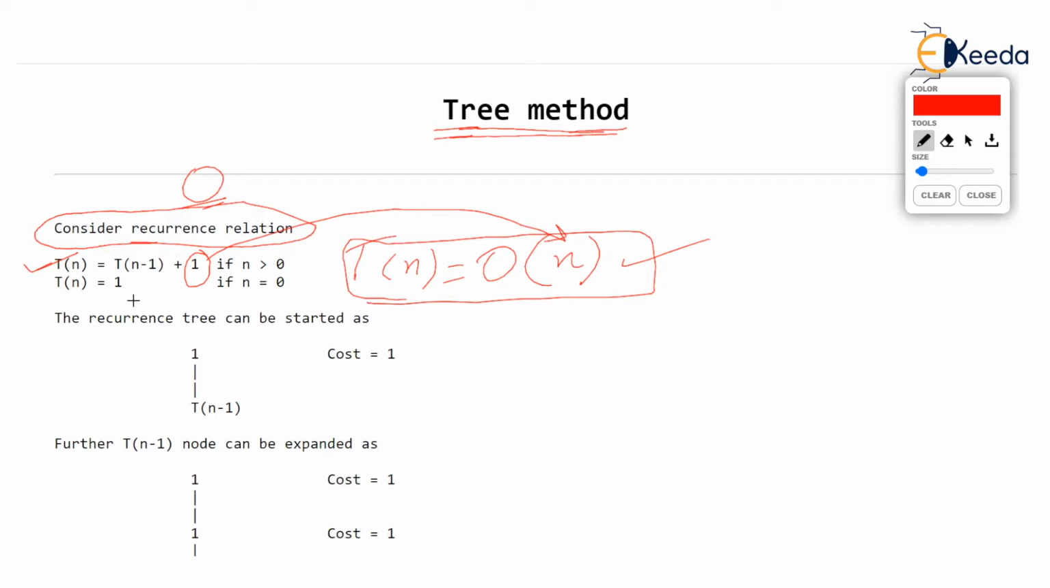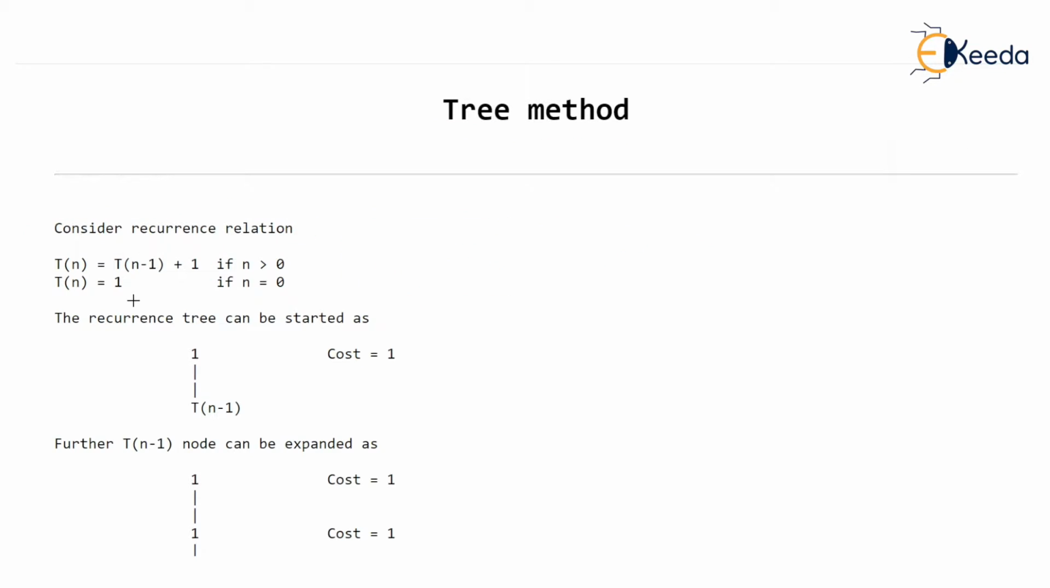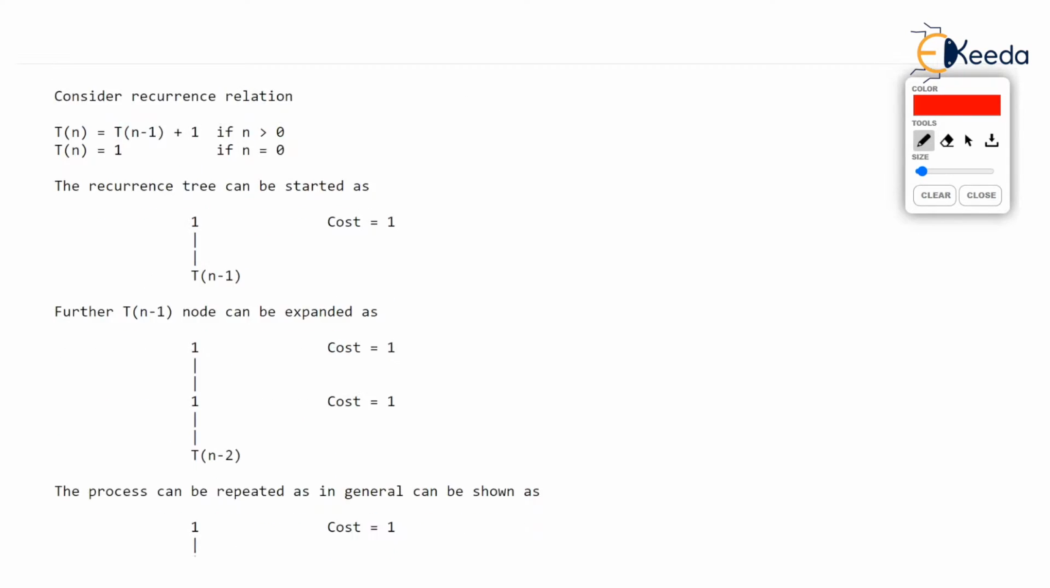But then there is another method for doing the same thing. Now, trust me, I am calling it another method, but this is not at all another method. This is exactly the same as the substitution method. The only thing is that the representation is looking different. Now you see, we have been given this recurrence relation T(n) is equal to T(n-1) plus 1 if n is greater than 0, but T(n) is 1 if n is 0. Then we can draw a tree for this. We call it a recurrence tree, as follows.